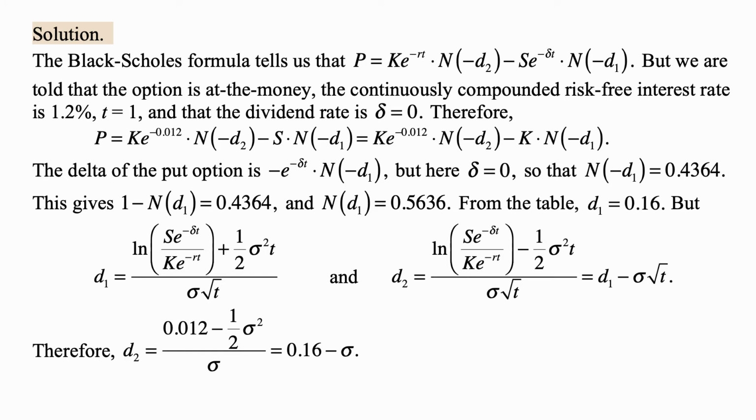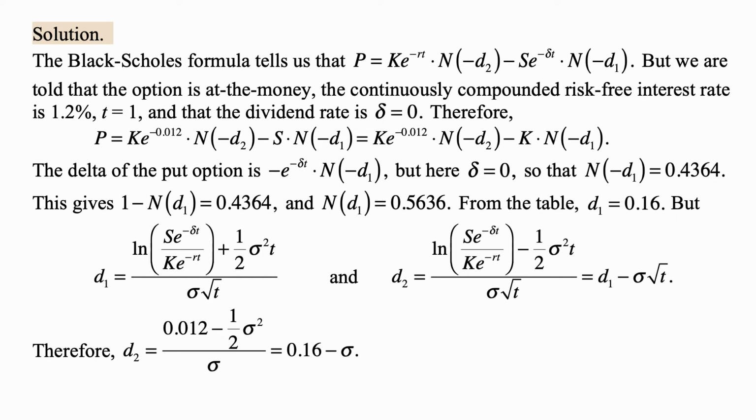The delta of the put option is e to the minus delta T times N of minus d1, but here delta is 0, so N of minus d1 is the delta of the put option, and that's known to be negative 0.4364. This gives 1 minus N of d1 to be 0.4364, and N of d1 is 0.5636, and from the table d1 is 0.16.